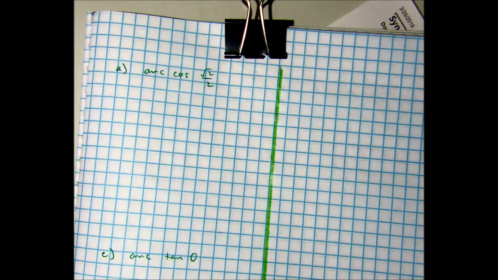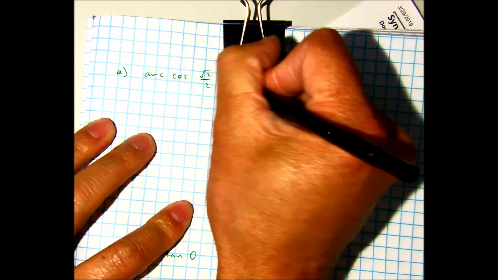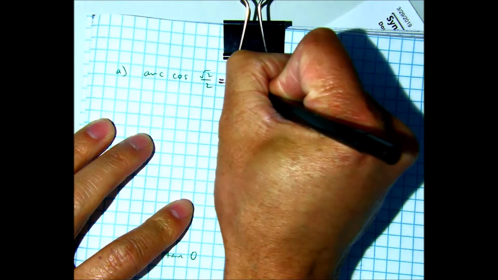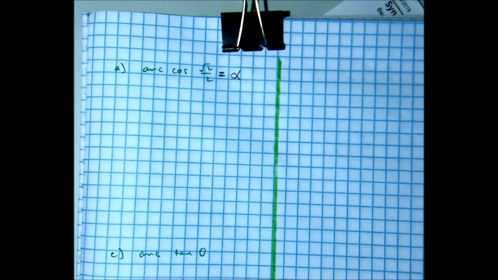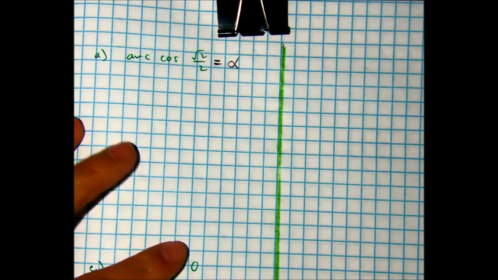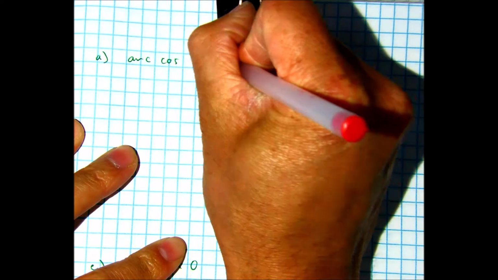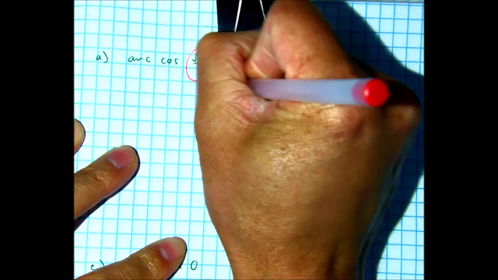Class, what's the first step? Do we have an equation? What's your favorite Greek letter? Alpha. Alright, what's the next thing? Let's switch them. Taking the inverse is a better word, thank you.